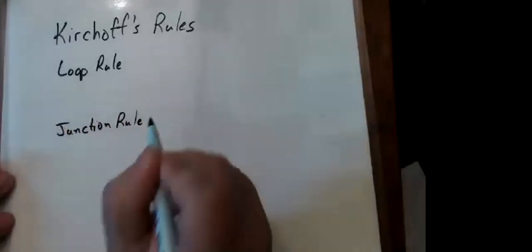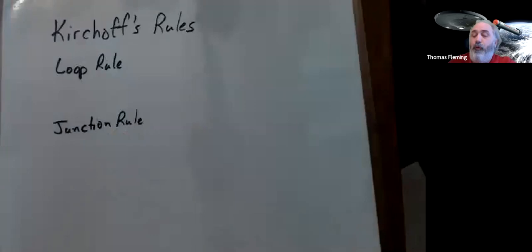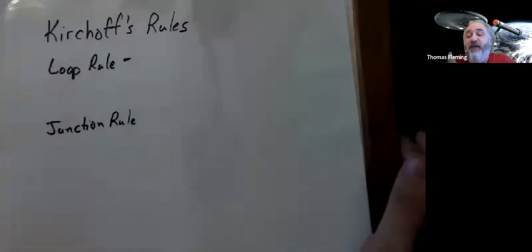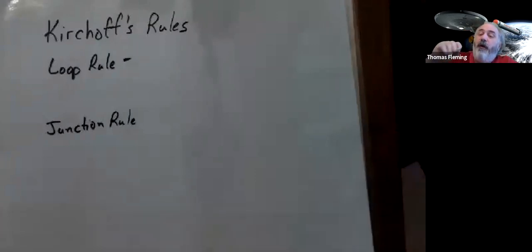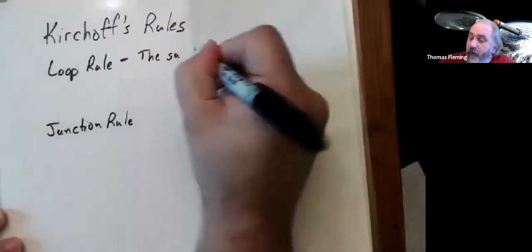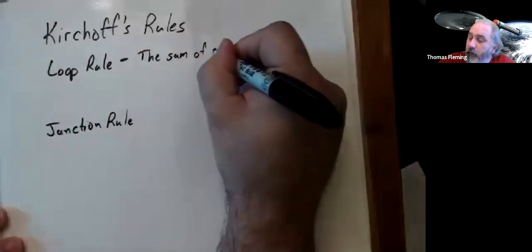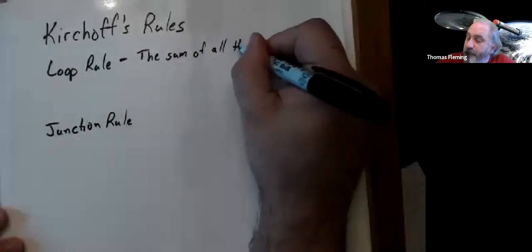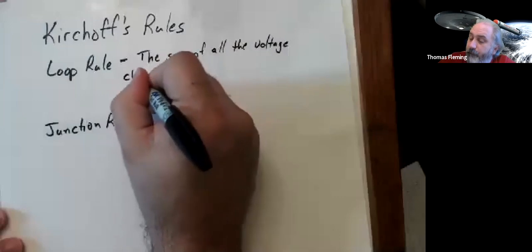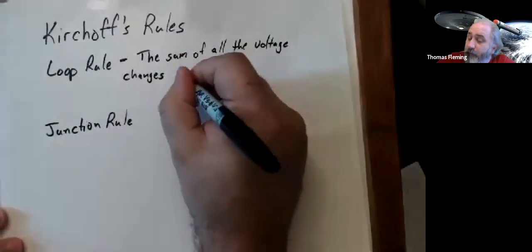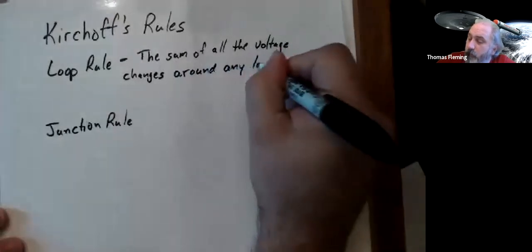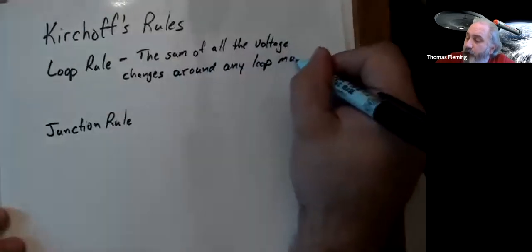I remember a little bit of that. Now, the loop rule is about voltage. It tells you about how voltages change in a circuit as you traverse any loop. And it says that the sum of all the voltage changes around any loop must equal 0.